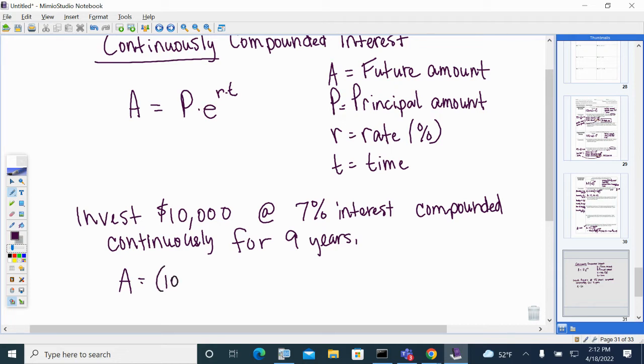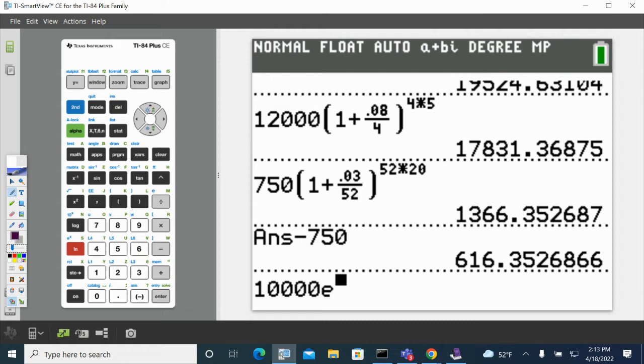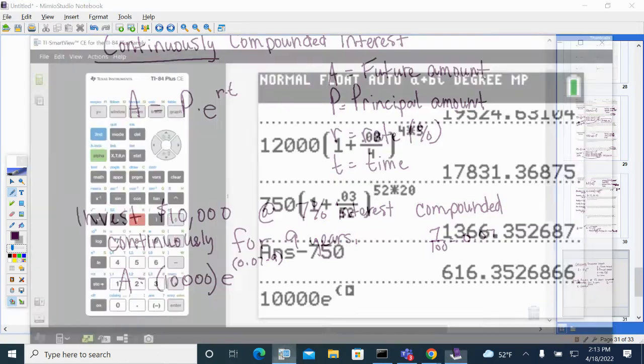P is your principal. Times E. And that's raised to R. 7% would be 7 over 100 or 0.07 times the time, which is 9 years. So I got 10,000 times E. I'm going to use that second ln because that's going to bring me up to E, and it's got the exponent for me. I'm going to use parentheses to include my 0.07 times 9.